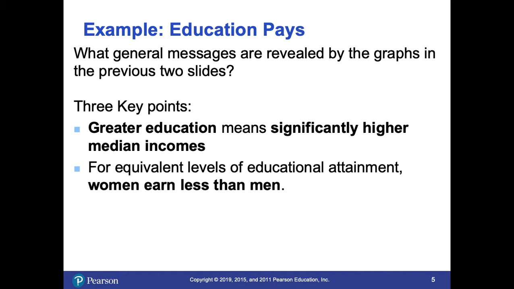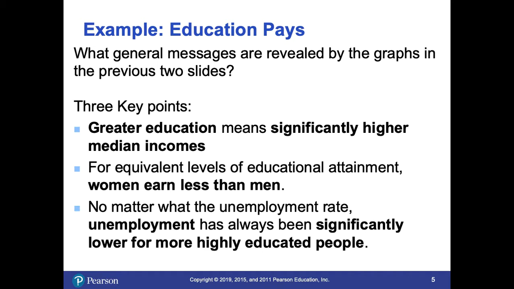For equivalent levels of education, it seems that women earn less than men, and how they gather that data could, I guess, vary. But in this particular graph, it's showing that women earn less than men for equivalent levels of education. It doesn't say equivalent jobs, just equivalent levels of education. And no matter what, I think we all can agree that typically the more educated you are, the less likely you'll be unemployed. The more educated you are, you're more likely going to find employment, find a job.